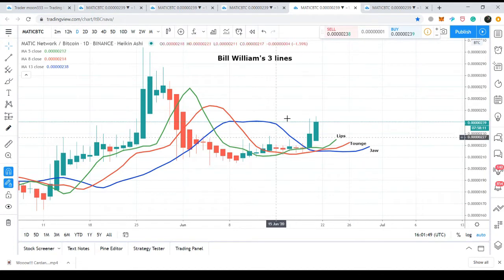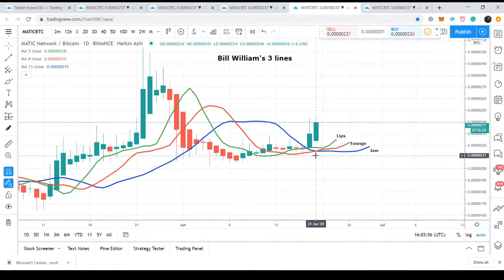And now I would like to share a strategy with you guys, especially for the people who have bought the Matic network on the bullish signals that I have shared with you, or they have used their own strategy to buy the Matic network, and they want to know where they should take exit, what should be the sell point. For that, I'm using this strategy of Bill Williams 3 lines. This is a really very good indicator to catch the bullish and the bearish rallies.